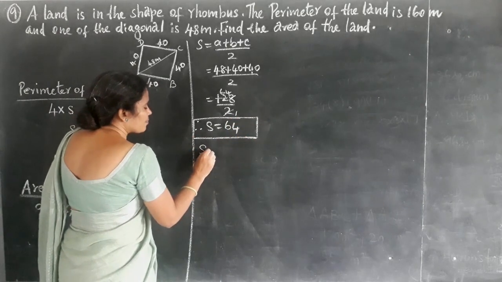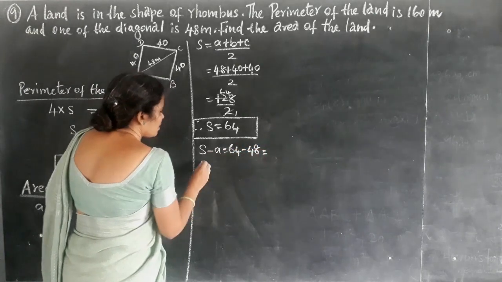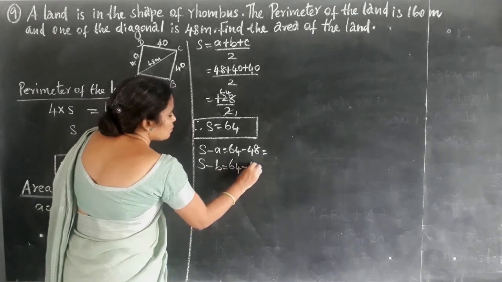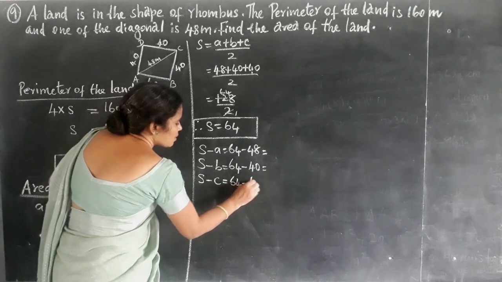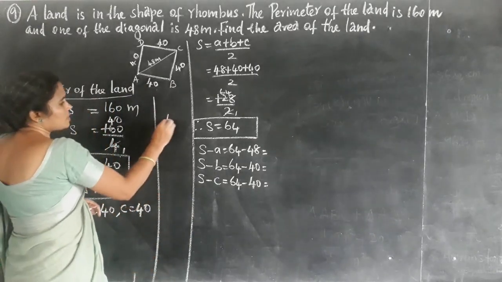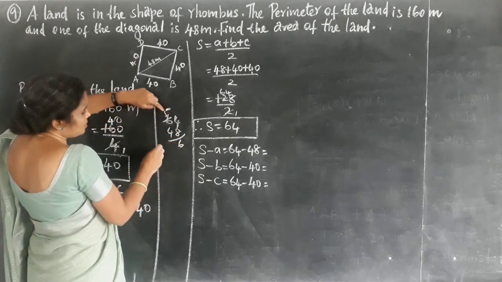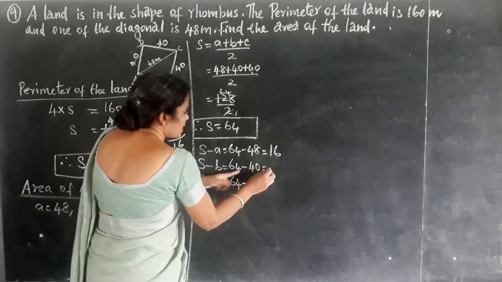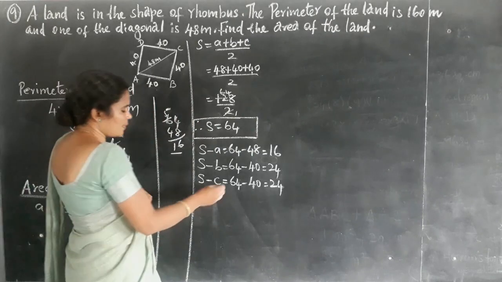S minus A is equal to 64 minus 48, S minus B is 64 minus 40, and S minus C is 64 minus 40. So 64 minus 48 is 16. 64 minus 40 is 24, and S minus C is also 24.